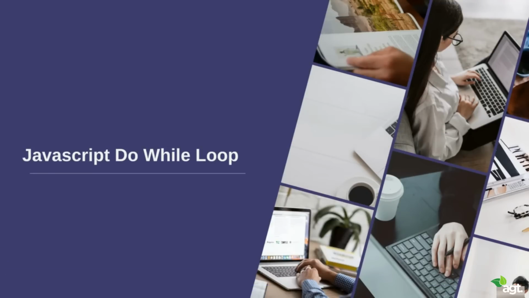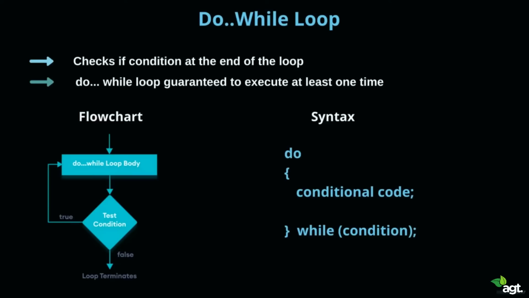Now let's begin with the do while loop. Do while loop is actually different from any other loop we have learned. It checks the condition after the loop execution. That means the loop will get executed at least once, and after that one execution it will check the condition. If it is true, it will execute again, otherwise it will get terminated.